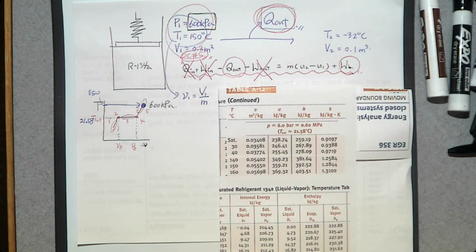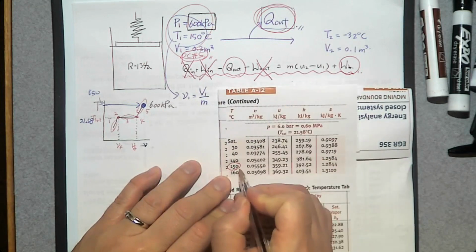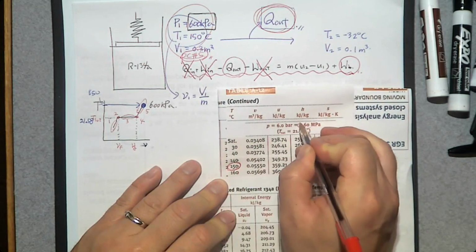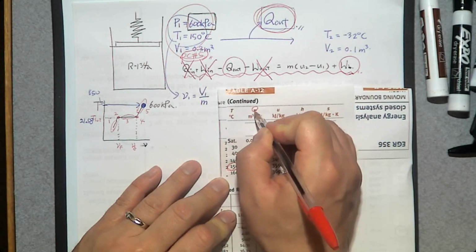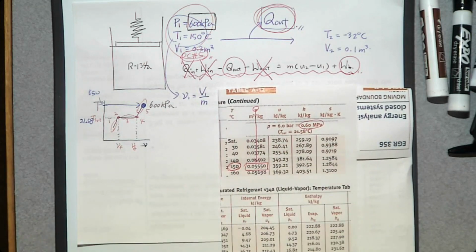So that's our pressure. What about temperature? 150 degrees Celsius. So the temperature is the first column. Where is 150? Right here. So what do we want to determine? v, u, h, s? No, we want to determine v. So at 150 degrees Celsius and 600 kilopascal, v1 is going to be this number, 0.0555.